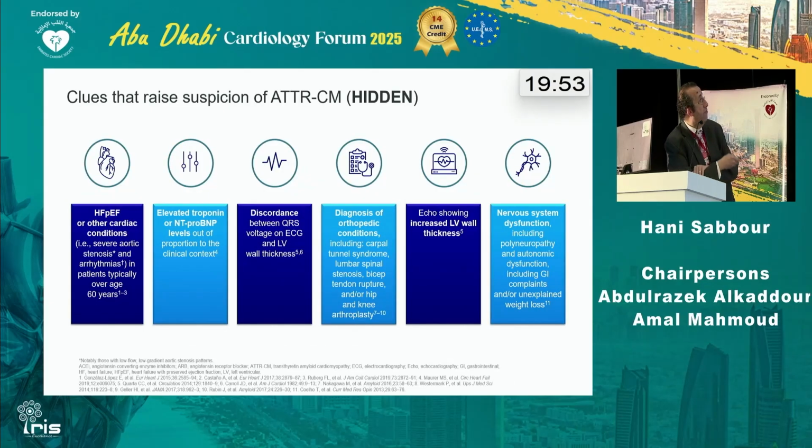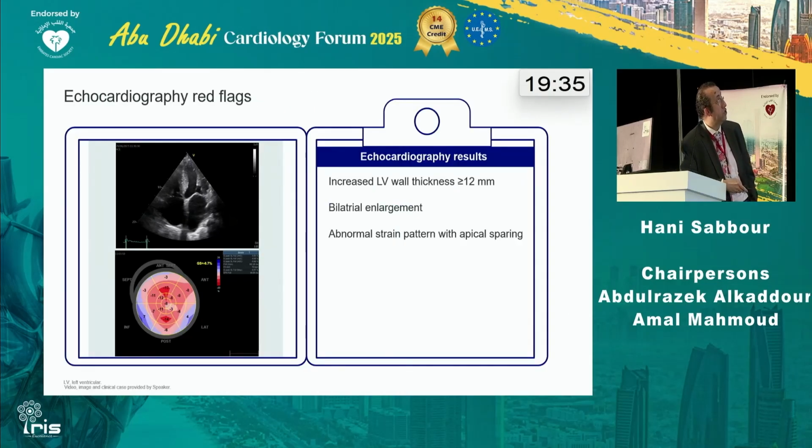So, HFpEF, especially aortic stenosis and arrhythmias. Elevated troponin disproportionate, low LV volume, increased LV thickness with low voltage, orthopedic conditions, thick ventricle, and neurological symptoms, including GI. Look at this echo. Do you have any doubts about this one? Thick ventricle, increased speckling, biatrial enlargement, pericardial effusion, thick interatrial septum. This is textbook, right? How many echoes did this patient have before somebody thought of cardiac amyloidosis? 8. Everybody said LVH due to hypertension, but the patient's not hypertensive. Getting worse with hypertensive medication, right?